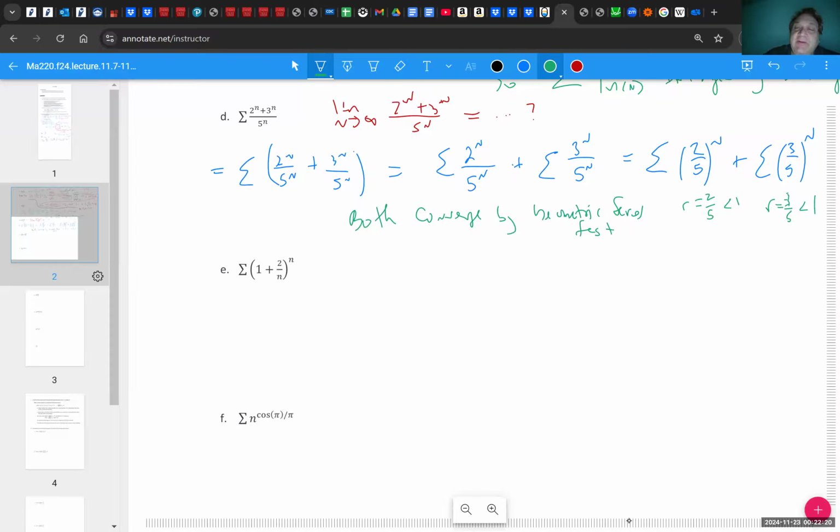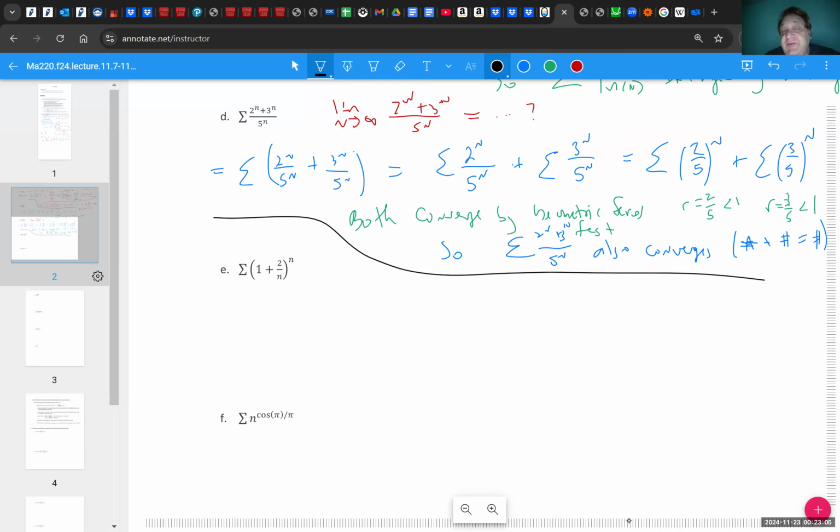So both converge by the geometric series test. So the original series also converges. And if you want to, you can say a number plus a number equals a number. Right? That's the reasoning, right? Converges means adds to a number. Number plus number is number, so we know that the original series also converges. All right, onward.